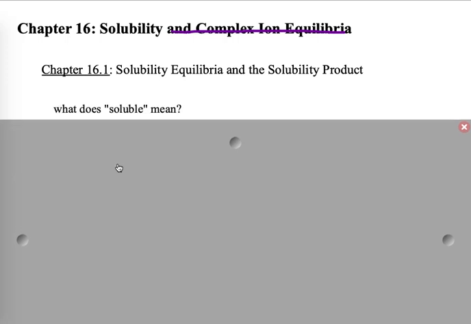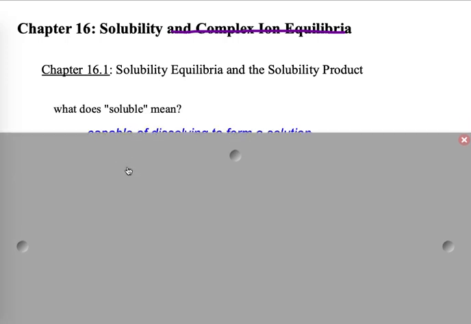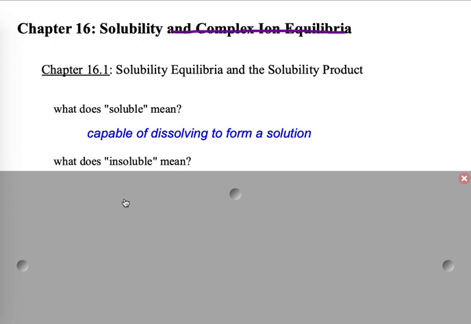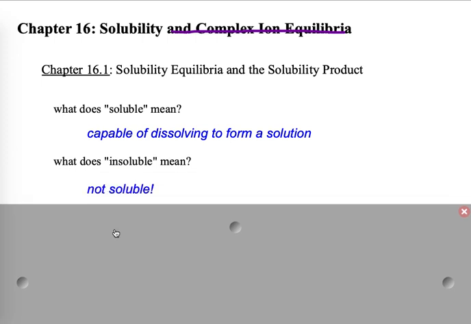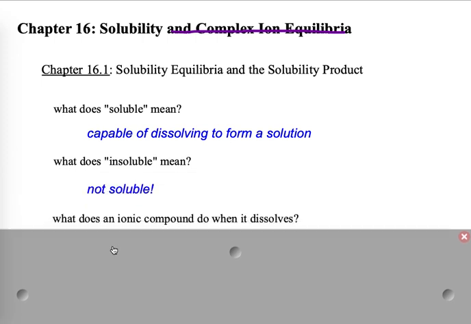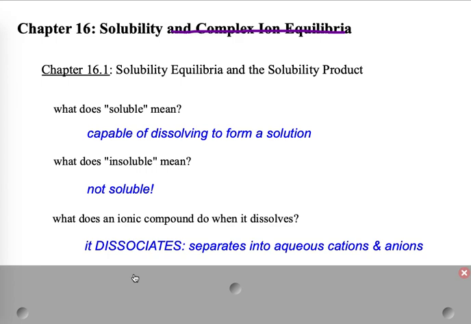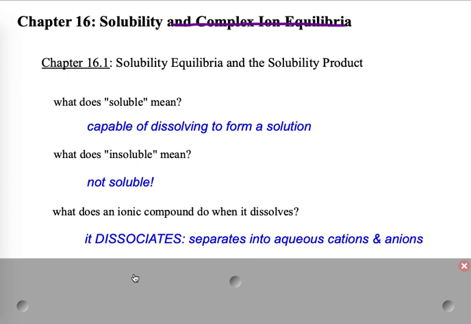So, what does the word soluble mean? Well, pretty obviously, if something is soluble, that means it is capable of dissolving to form a solution. And by the way, in this chapter, we're only dealing with ionic compounds dissolving in water. So what does insoluble mean? Well, pretty obviously, not soluble. Now, this is important. We talked about this in our first year of chemistry, and let's reiterate. What does an ionic compound do when it dissolves in water? It dissociates, which means it separates into aqueous cations and anions.